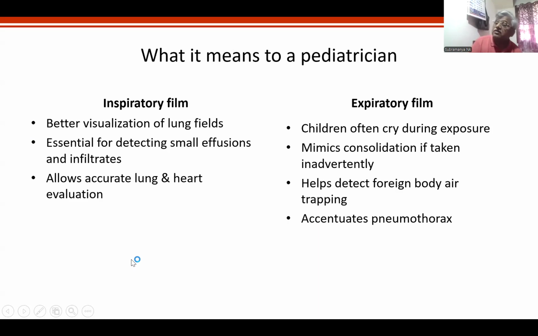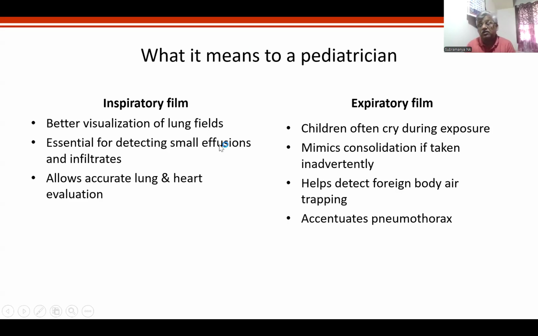What it means to a pediatrician. This is the summary of inspiration and expiration. Inspiration gives better visualization of lung fields, is essential for detecting small effusions or infiltrates, and allows accurate lung and heart evaluation. Children often cry during exposure and therefore an expiratory film results. It mimics consolidation if you don't exercise caution. It helps in detecting foreign body and pneumothorax.